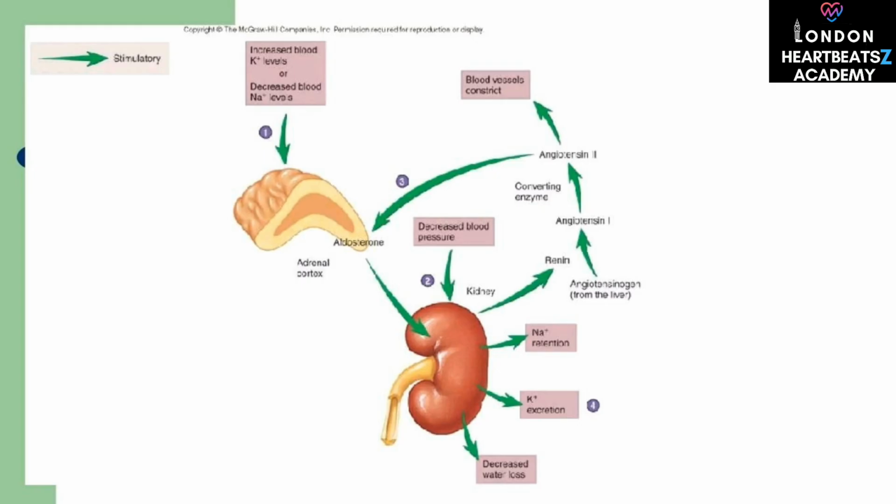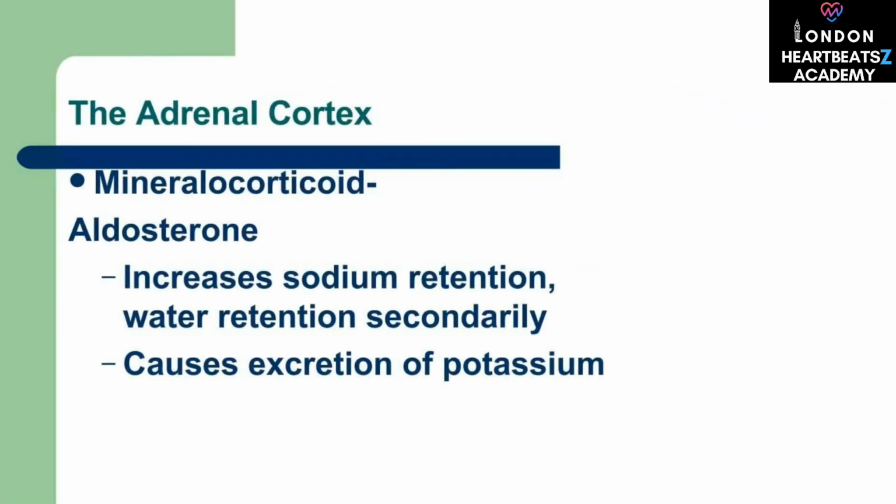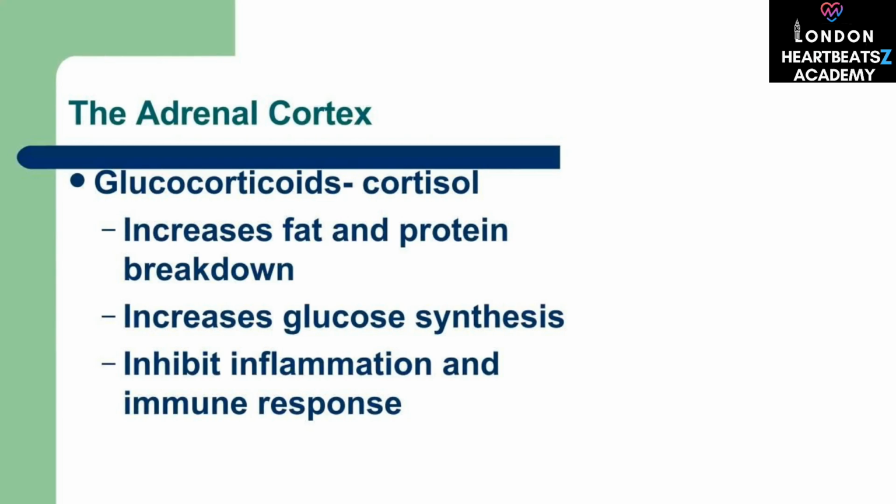Aldosterone, a mineralocorticoid from the adrenal cortex, is involved in the renin-angiotensin-aldosterone system. This system helps regulate blood pressure and electrolyte balance by affecting sodium and potassium levels. The adrenal cortex secretes mineralocorticoids like aldosterone. Aldosterone increases sodium and, secondarily, water retention and causes the excretion of potassium.